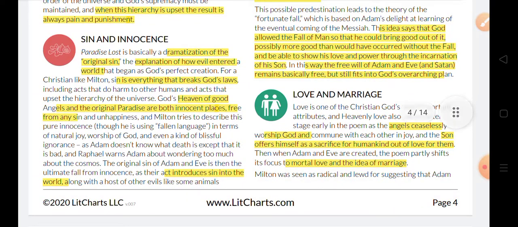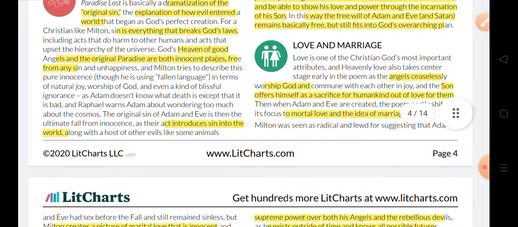Another theme is sin and innocence. Paradise Lost is a dramatization, an exaggeration, of the original sin. Original sin is the concept that sin is inherent in humanity, in humans. So the earth is created, and for a Christian like Milton, sin is everything that breaks God's laws or disobeys God's order. And heaven of good angels and the original paradise are both innocent places, free from any sin or any devil.